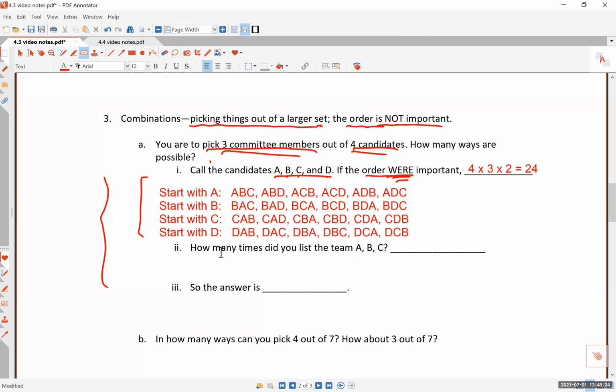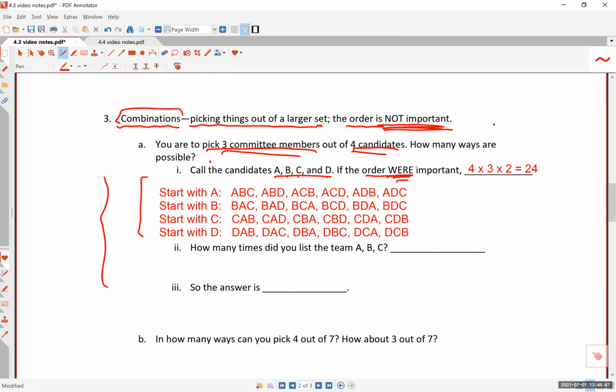Here's the tricky question. Remember, in permutations, you have 24 permutations here. That's great. But in combinations, what's the difference? The order is not important. Let me emphasize this: if order is not important, then we have counted way too many different permutations.